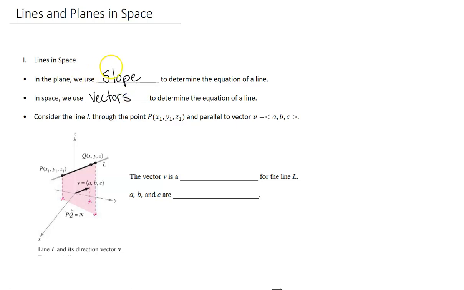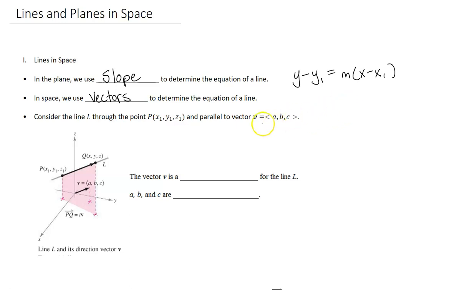So remember, in the plane, you had y minus y1 equals m times x minus x1. And m was the slope, and x1, y1 was a point that the line went through. So we're going to see how that translates to 3-space, so x, y, z.